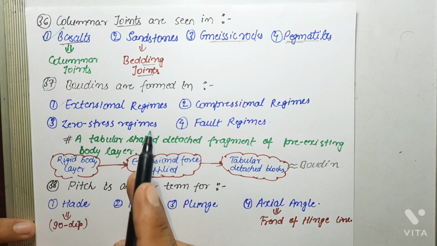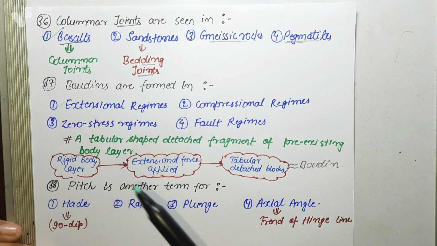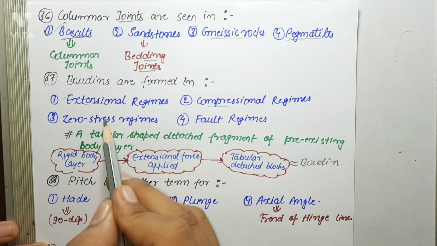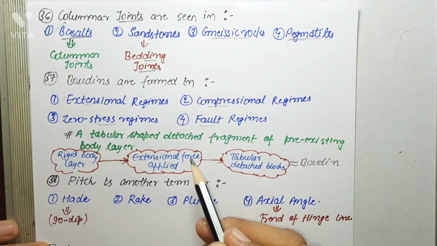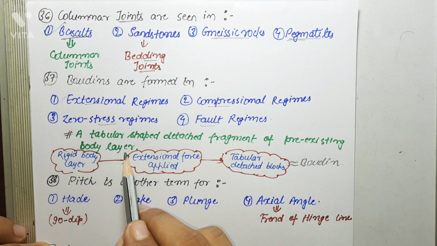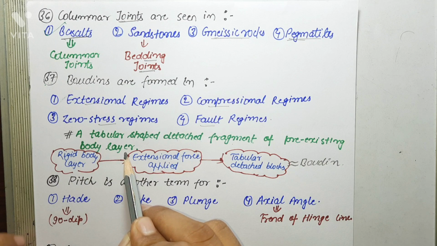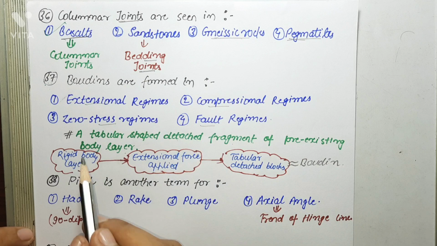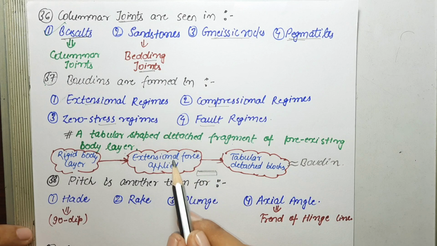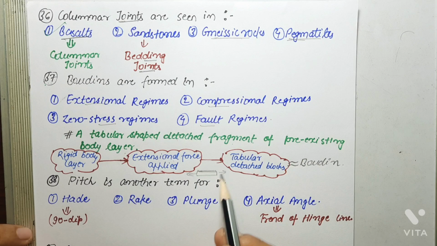Okay, next question is, Boudins are formed in. Now this question is asking, Boudins are formed in which regime? Extensional regime, compressional regime, zero stress regime or fault regime. Okay, so what are Boudins? Boudins are a tabular shaped detached fragment of a pre-existing rigid body layer. Okay, so basically there was a rigid layer, or you can say a bed which was rigid earlier. Then in this bed extensional force was applied. Now this is converted into detached tabular blocks.